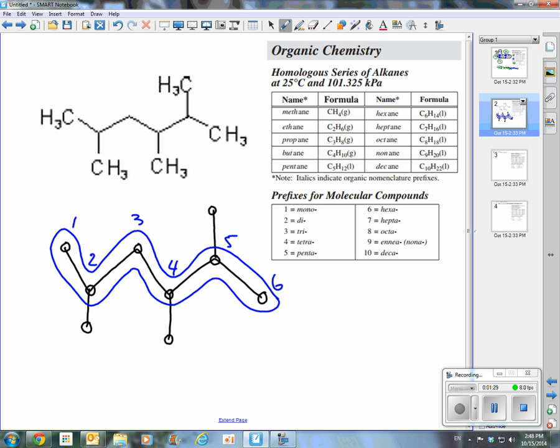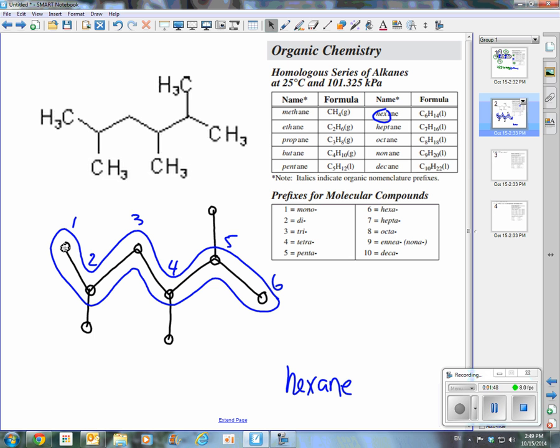So 6 carbons here is hex. They're all single bonds. So this particular molecule's parent chain is hexane. Hex meaning 6, ane meaning that it's all single bonds.